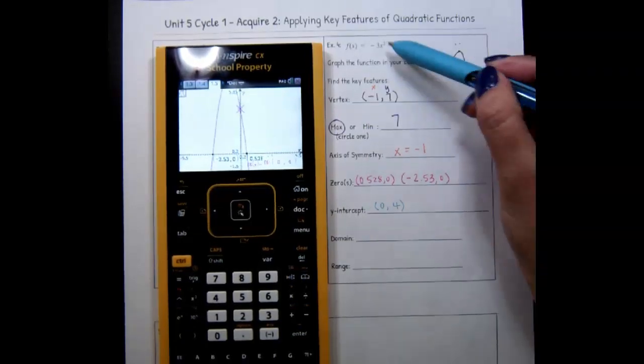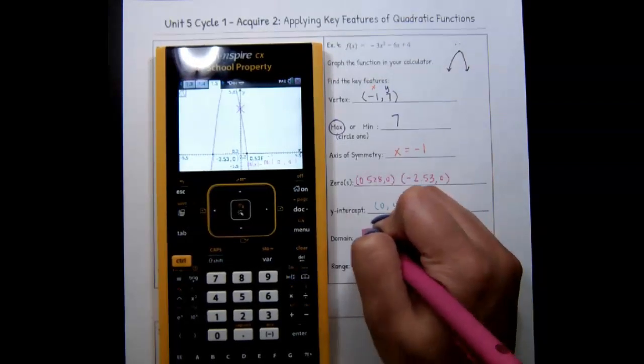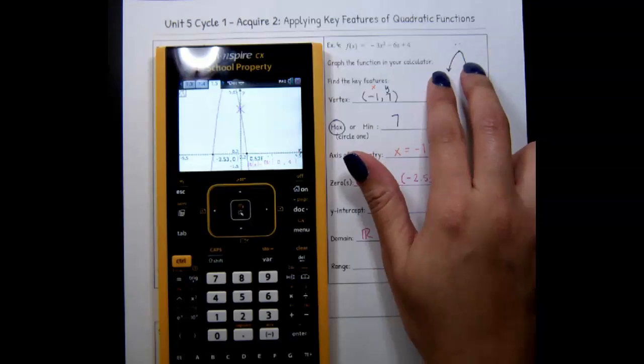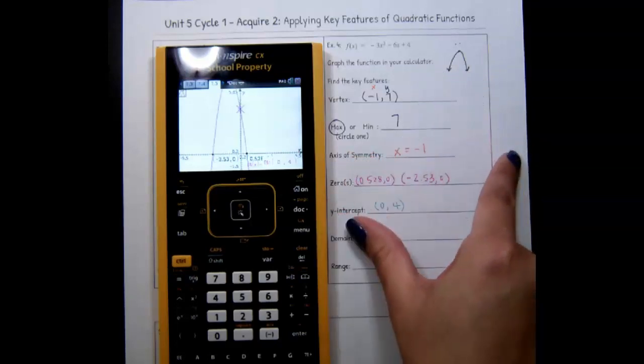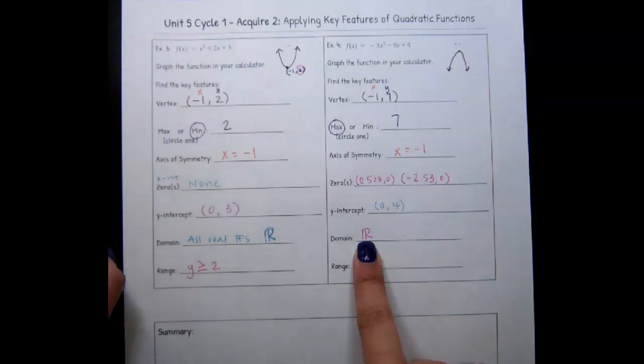Domain. Do I have a word problem? No. Do I have a parabola? Yes. So the domain is always all real numbers because there is no word problem. This graph is going to continue to move down, and as it moves down, it's going to get wider and wider and wider. It's going to go all the way from the left, all the way to the right. Negative infinity to positive infinity is all real numbers.